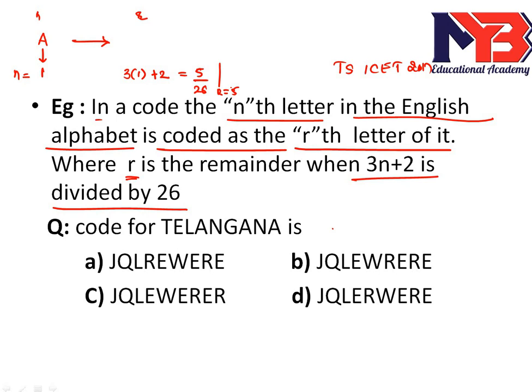What is 26 by 26? That time I am going to get remainder 0. What is 27 by 26? That is going to be a remainder of 1. If my numerator is less than 26, the numerator itself is the remainder. So here the remainder is going to be 5. So the alphabet A is going to be coded as the 5th alphabet. What is the 5th alphabet? That is E. So like that we have to code.